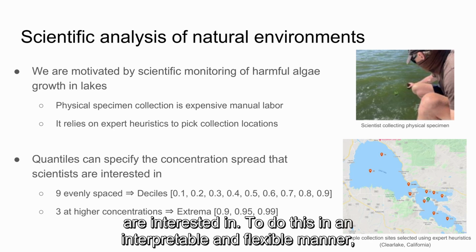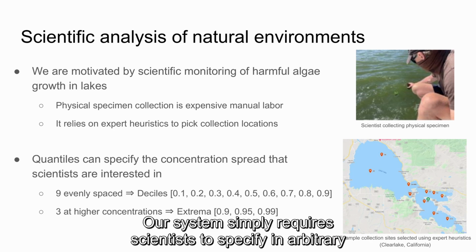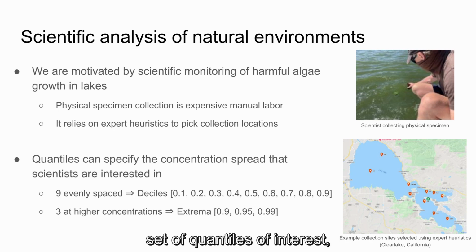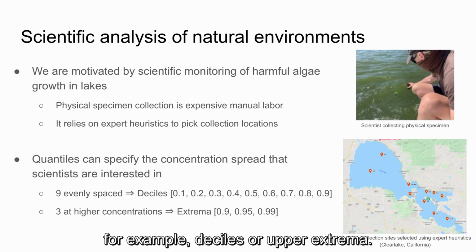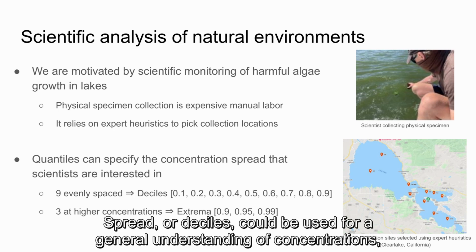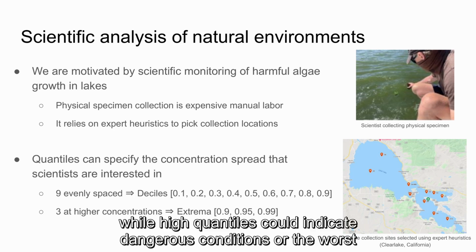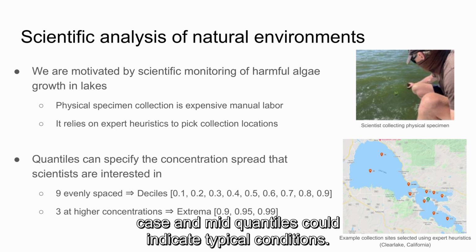To do this in an interpretable and flexible manner, our system simply requires scientists to specify an arbitrary set of quantiles of interest, for example, deciles or upper extrema. Spread of deciles could be used for a general understanding of concentrations. High quantiles could indicate dangerous conditions or the worst case, and mid quantiles could indicate typical conditions.